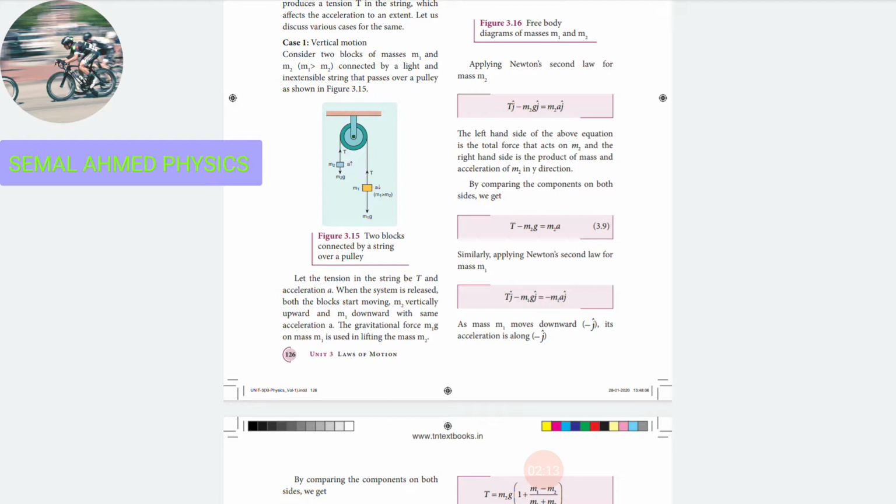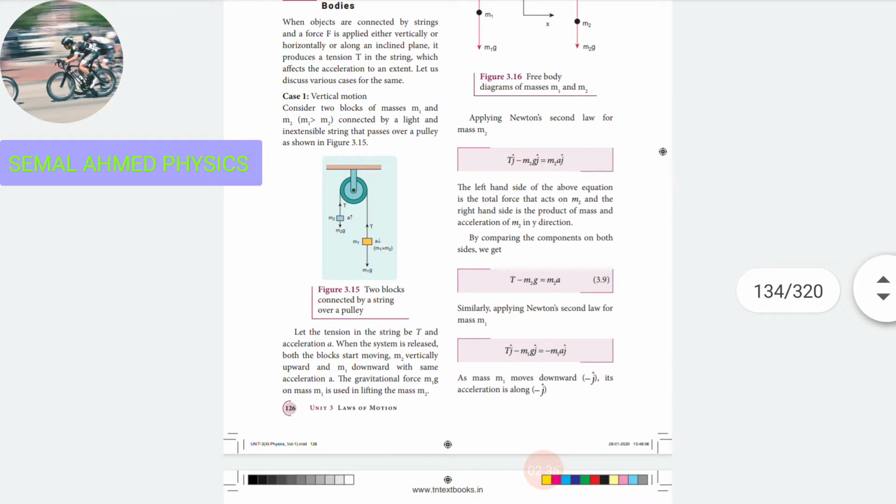If we release the system, the heavier block moves. Here mass m1 is heavier than m2, so mass m1 will go in the downward direction, and consequently mass m2 will go in the upward direction. The gravitational force for mass m1 will be m1g, and that will be lifting the mass m2 because m1 is heavier than m2. Now come to Newton's second law: force is equal to mass into acceleration.